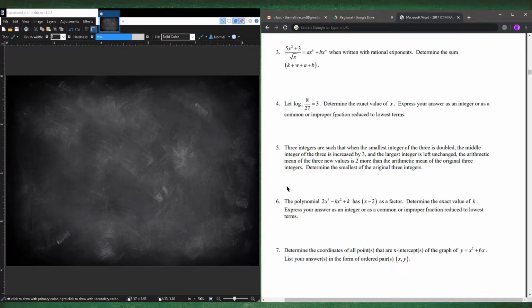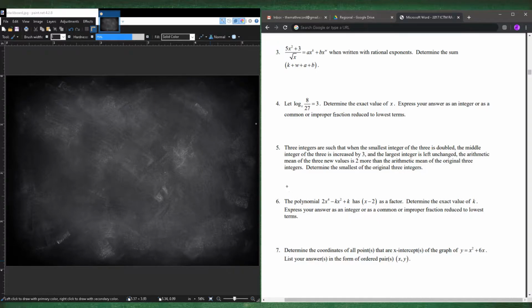Number 5. Three integers are such that when the smallest of the three is doubled, the middle of the three is increased by 3, and the largest is left unchanged. The arithmetic mean of the three new values is 2 more than the arithmetic mean of the original three integers. Determine the smallest of the original three integers.